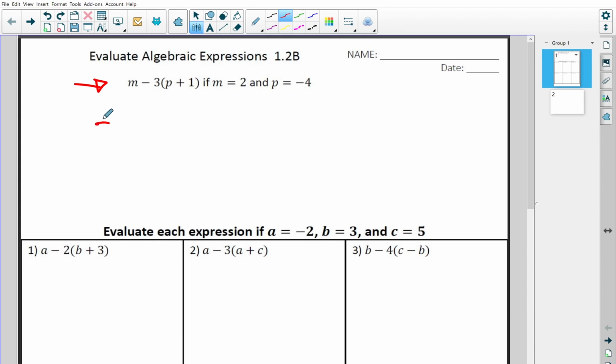To start, we are supposed to rewrite the expression where we substitute the value of m, which is 2, and negative 4 for p. So let me start. We have 2 minus, copy 3, open parenthesis, p is negative 4, copy plus 1. We just finished the first step.